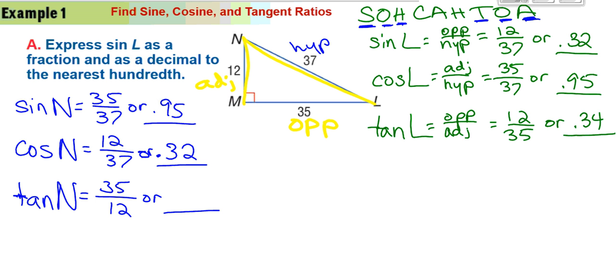And you should have gotten 2.92. Kind of look over those and see if you can make some observations about things. And tomorrow we might write a little bit about what you think is true about those ratios as we go through that.